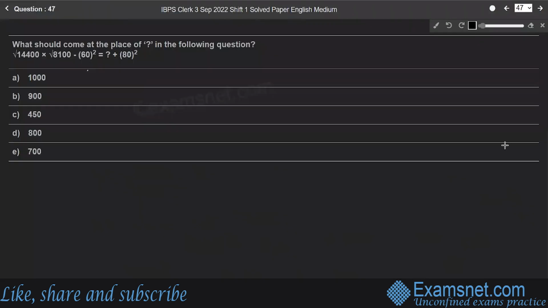Question 47. What should come at the place of the question mark in the following question? Here, square root of 14,400 into square root of 8,100 minus 60 square is equal to x plus 80 square. We have to find the value of x here.